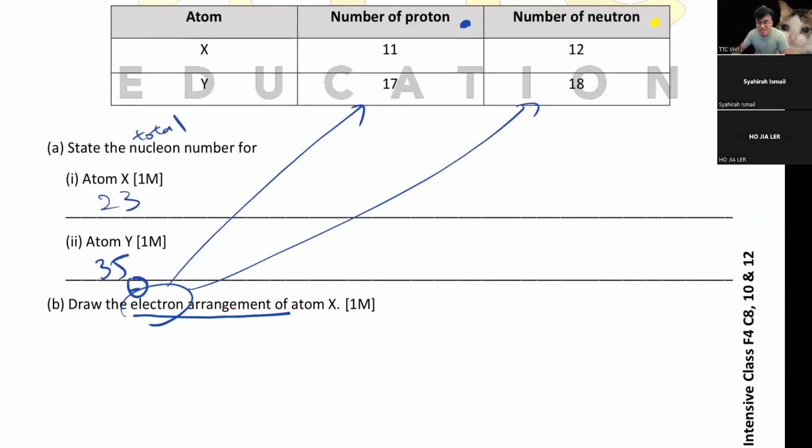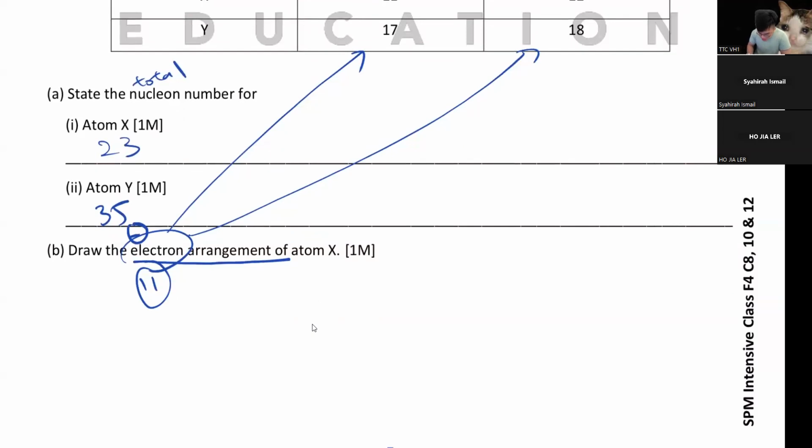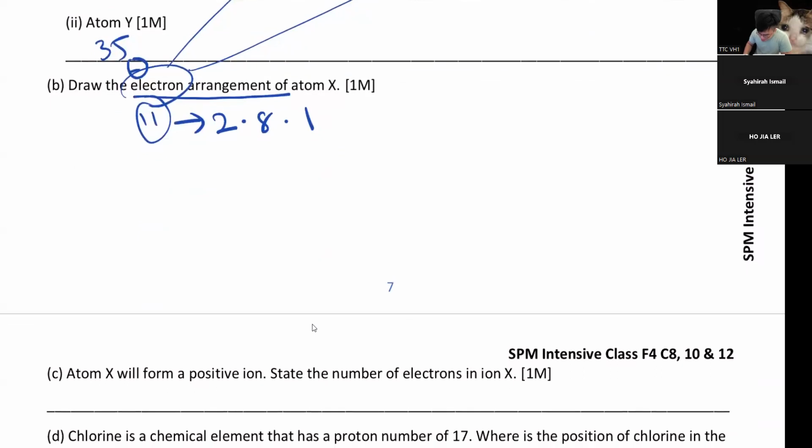Electron is the negative, so the negative will always be the same as the positive. So if X has 11 positive, I will have 11 negative, 11 electrons. So how do you arrange 11? If you remember, this is from last week. 11 is 2.8.1. That means the first shell has 2, the second shell has 8, the third shell has 1. We drew this last week. So guys, use X, because X is easier to see for your electron. So 2, 8, 1.